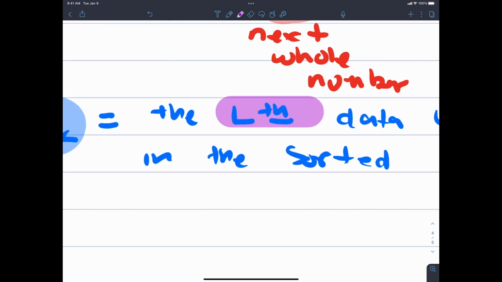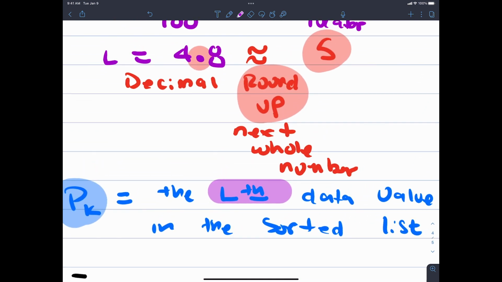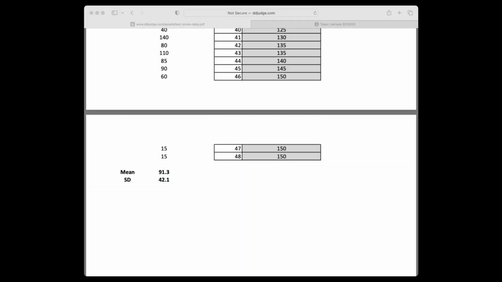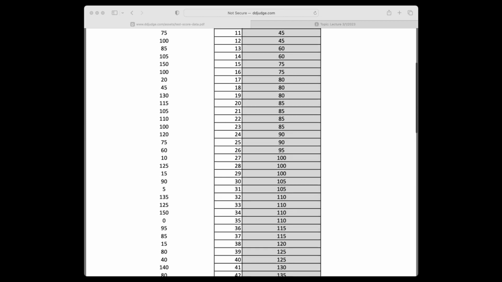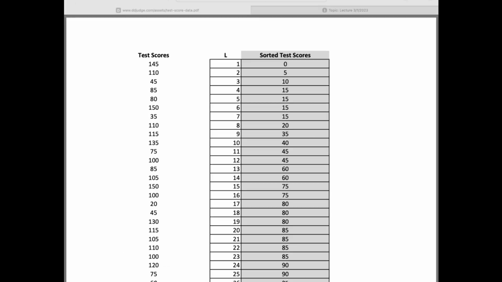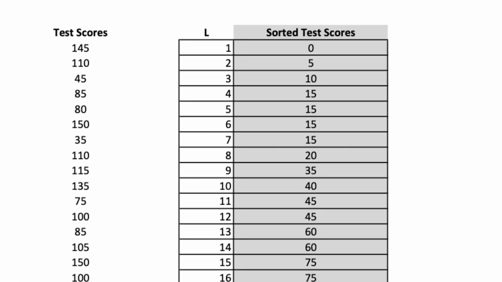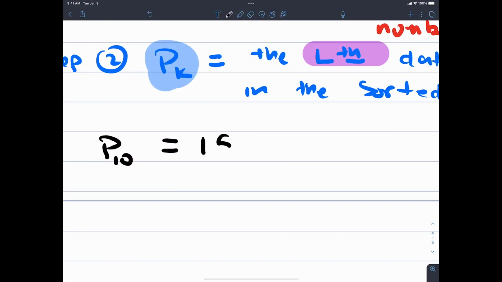What does Al stand for? Locator. What's Al in this example? 5. I got to look for the what? 5th data value in the what? Sorted list. So scroll in. What do you guys see? What's the 5th data value in the sorted list? Is it 15? Did you guys see that? The 5th data value in the sorted list is what? Ladies and gentlemen, you're done. That's what they're looking for.